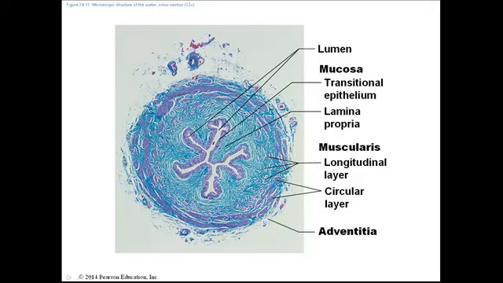All right. The mucosa has transitional epithelium, so this is all transitional epithelium here. This is the lamina propria. Here are the muscles, and then the adventitia way out here.